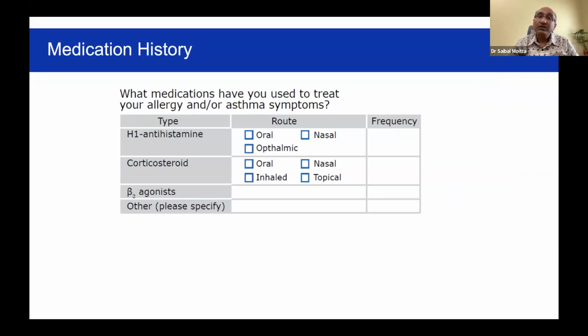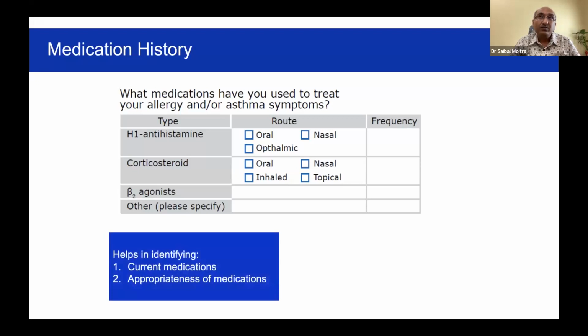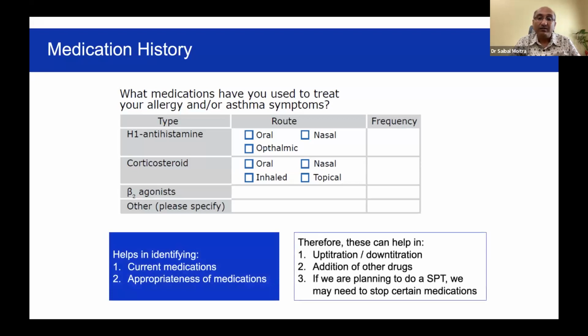Medication history is important to understand what medication the patient was on, how compliant the patient was, and how much the medication helped in controlling the symptoms. And if the patient is on antihistamines or any other medications which can alter the results of a skin prick test, we have to stop those medications. So this helps in reducing the pharmacotherapy for the particular patient and also in giving specific advice before a skin prick test if the patient is on certain medications which are going to reduce or make the results negative. So that's why it's important to understand the current medications and the appropriateness of the medications.